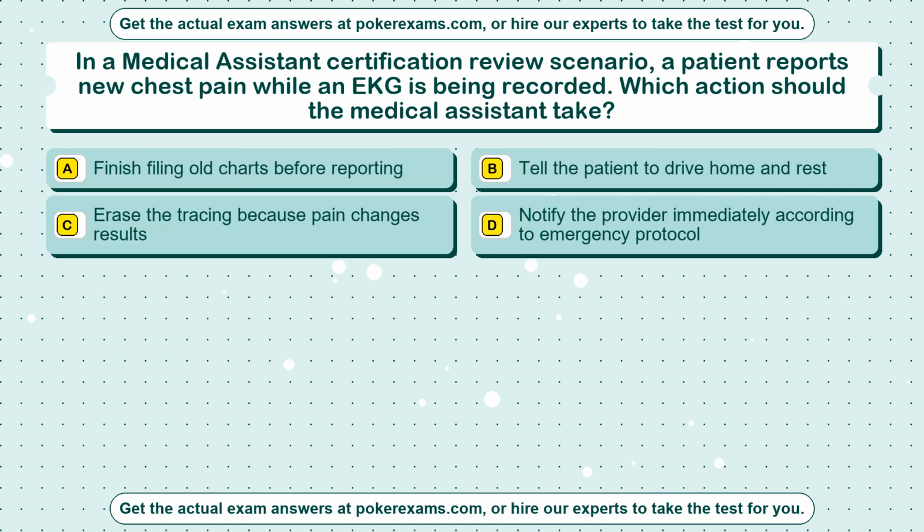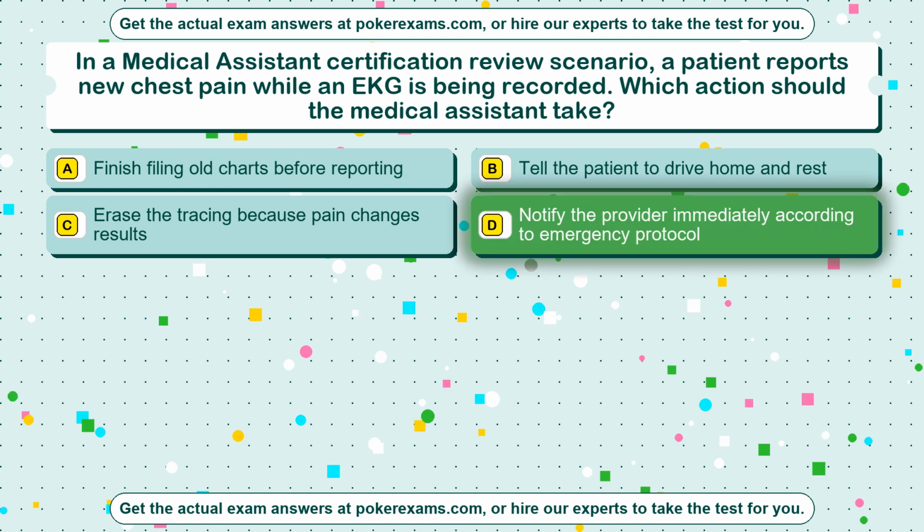Question 37. In a medical assistant certification review scenario, a patient reports new chest pain while an EKG is being recorded. Which action should the medical assistant take? Option A, finish filing old charts before reporting. Option B, tell the patient to drive home and rest. Option C, erase the tracing because pain changes results. Option D, notify the provider immediately according to emergency protocol.